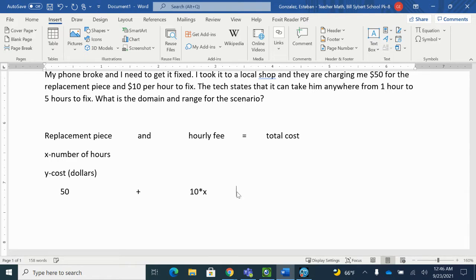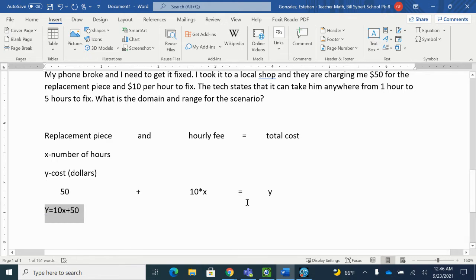And obviously, this is going to give me my total cost, which gives me Y, right? Or you can also do C of X if you're interested in that, right? It's function notation. So there it is. My equation is Y equals 10X plus 50. I just wrote this in slope intercept form, right? So there's my equation: Y equals 10X plus 50.